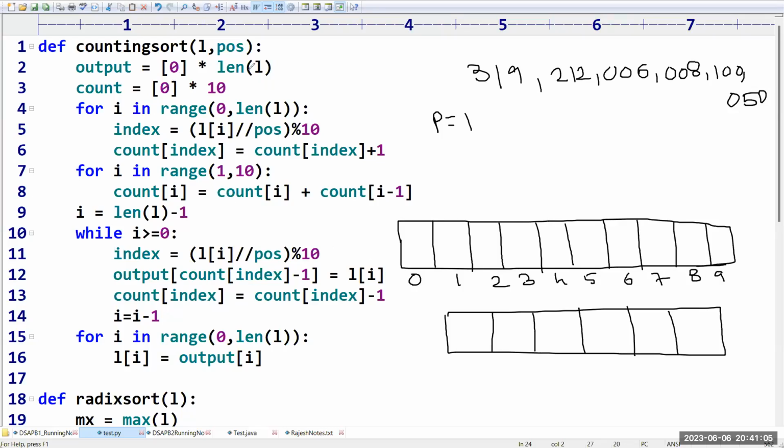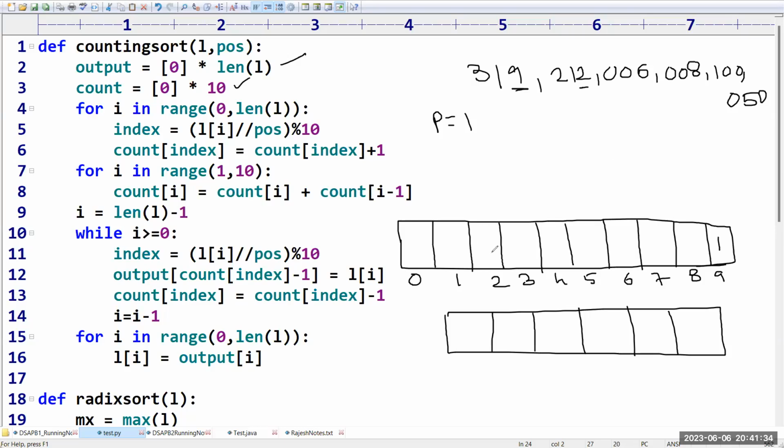Now what we are doing, we have these two. For each I value in the range of 0 to length, we are taking one by one item from the list. So L of I, this is the first item, right? L of I divided by position percentage 10, we will get the index. What is that index that we are getting? 9. So in count of 9, what element is there initially? 0. That 0 plus 1, so this count will become 1.